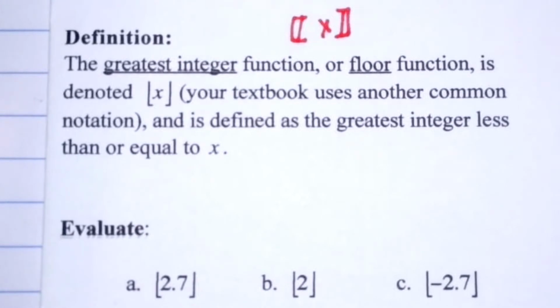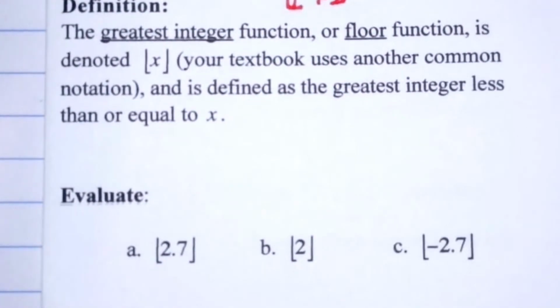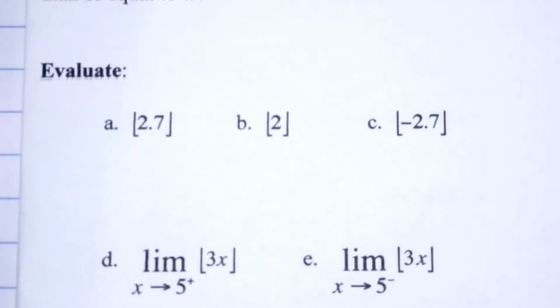Or the greatest integer of negative 3 is negative 3, because that's the largest integer less than or equal to negative 3. But I've got some more examples for us to look at, and then I've got a couple of limits for us to look at. So let's look at example A.